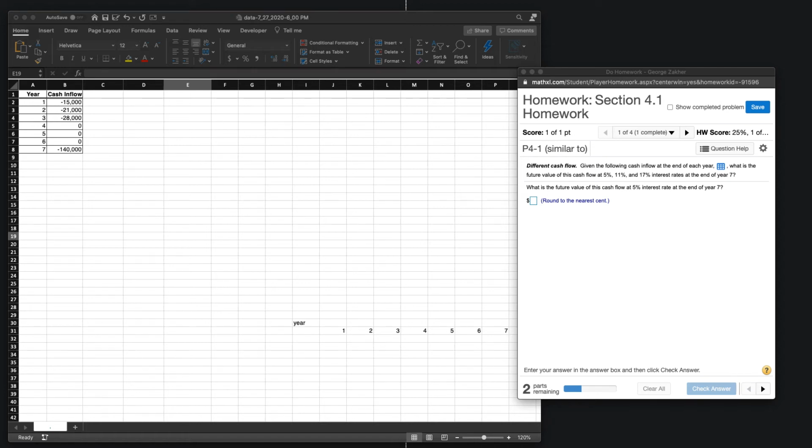In this question, we'll be taking a look at different cash flows and also comparing different interest rates. So you can see I got my data. I'll point out I went ahead and made these negative numbers for a cash inflow, and we'll take a look at our timeline right now.